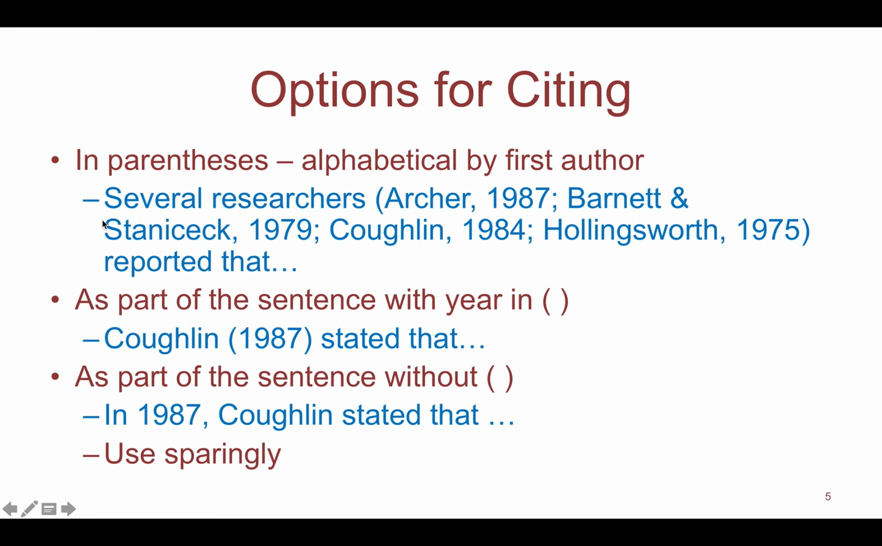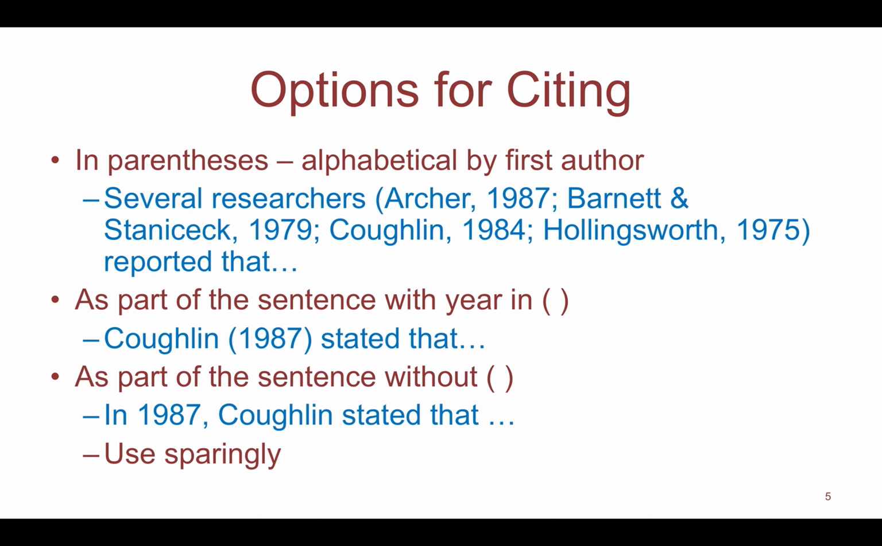That's the first option. Second option is to put the author's name just as part of the sentence, and then you're just putting the year in parentheses. And this is more useful to do if you only have one source that you're citing in a sentence. So Coughlin, 1987, stated that, blah, blah, blah.